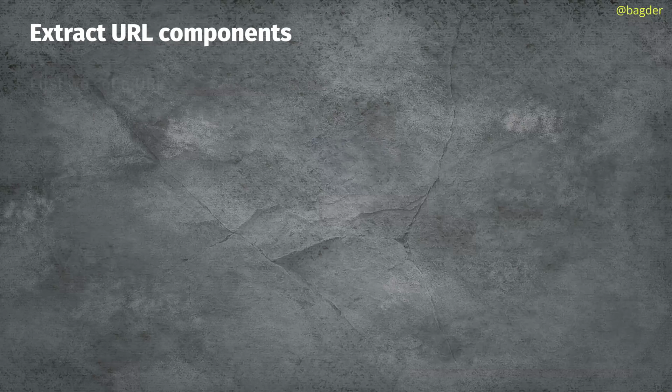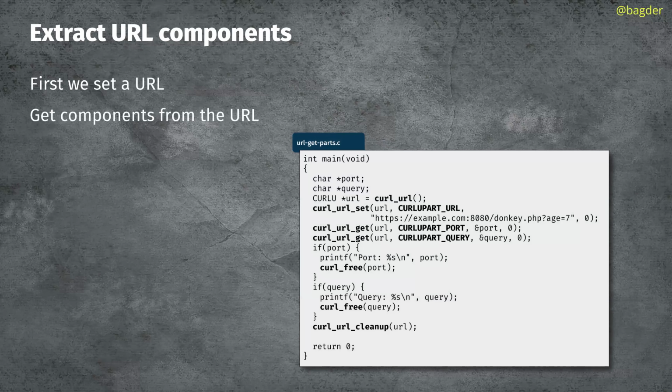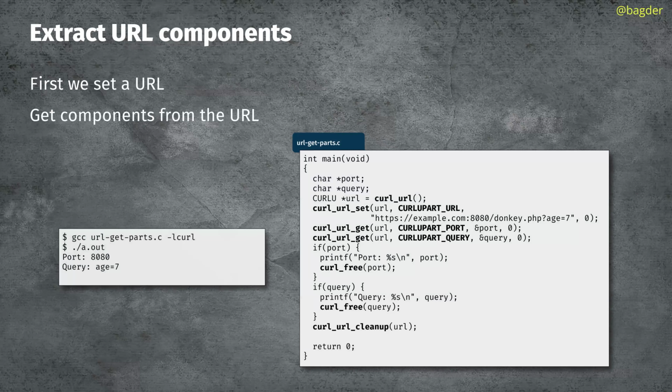And the same way, you can extract components like that, right? You can set the entire URL and then extract, like in this case, the port and the query part from the URL, and bam, you extract that. You get a complicated URL in, you extract the individual components using the URL API.